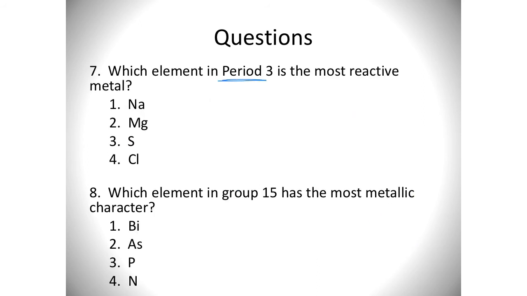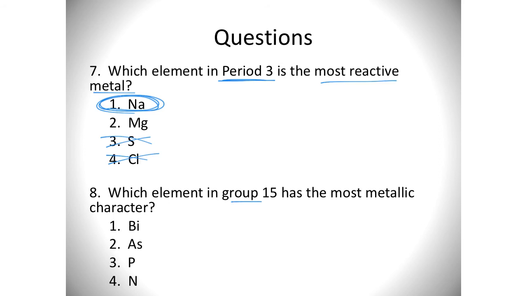Which element in period 3? So we got to make sure we are picking something in period 3. So if our choice is not in period 3, we would eliminate it. Most reactive metal. Okay, so we get rid of chlorine. That's a non-metal, so that would be a horrible choice. Also get rid of sulfur. Also a non-metal, bad choice. Groups 1 and 2 are both metals. Sodium and magnesium are both pretty reactive, but group 1 is more reactive than group 2, so sodium is our answer.